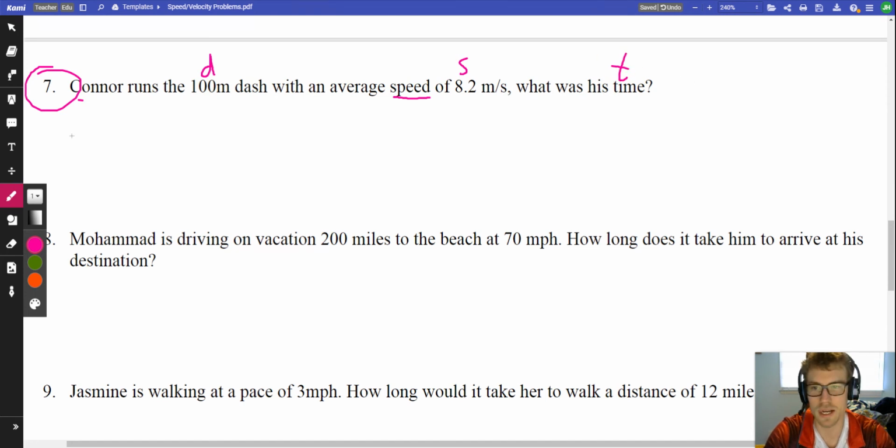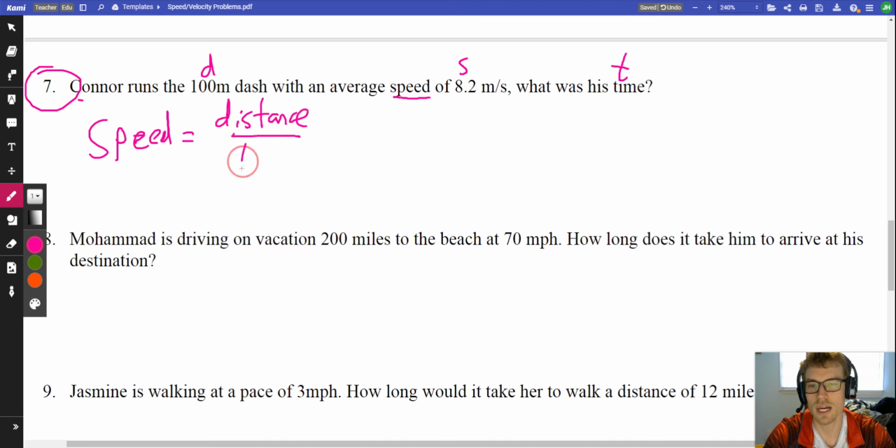Now let's just rewrite our general equation real quick, since we don't have it on this page. Speed is equal to distance divided by time. Okay, so what are the things that we already know? Well, we know the distance, we know the speed, but we don't know the time.